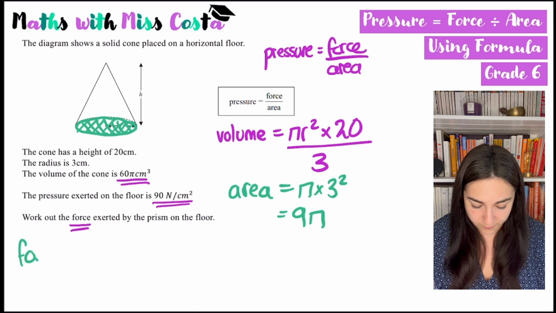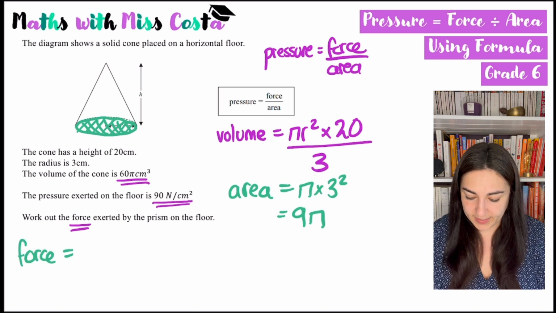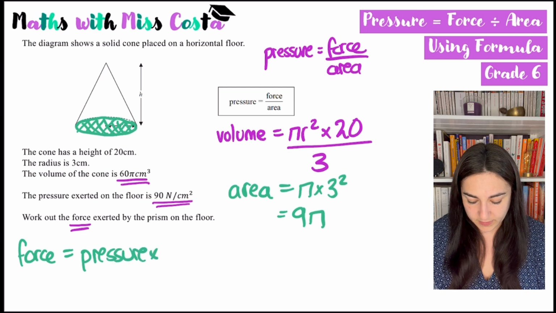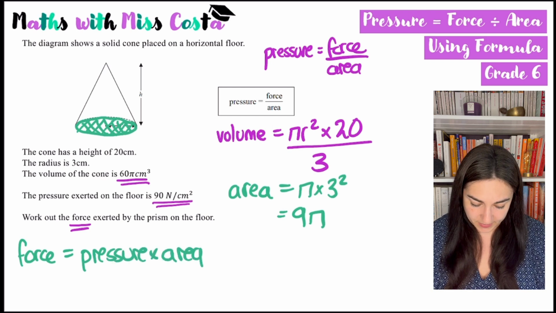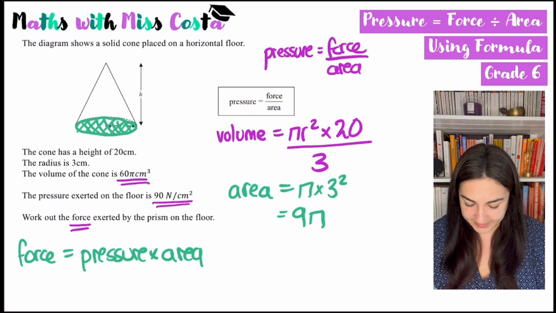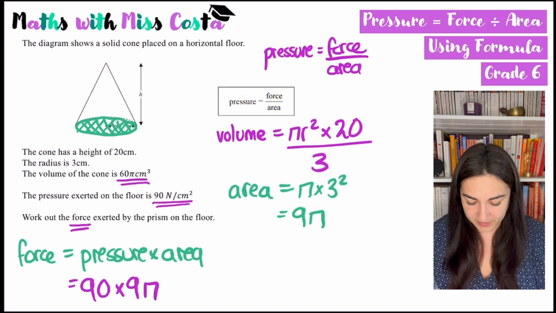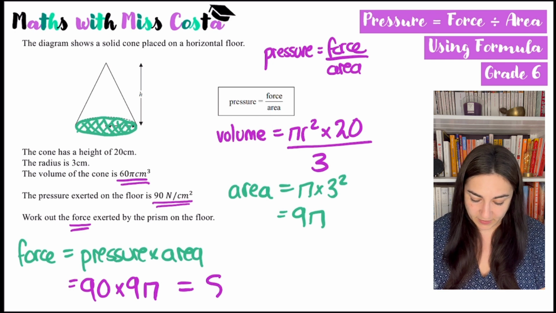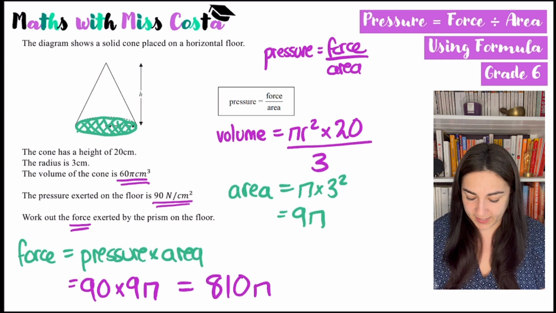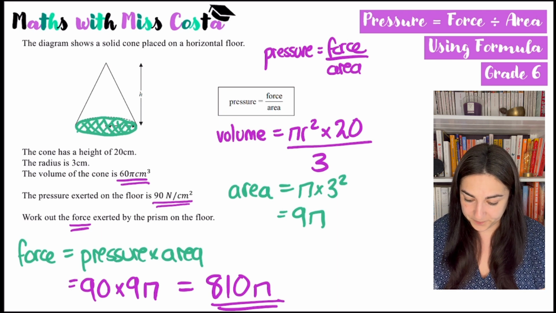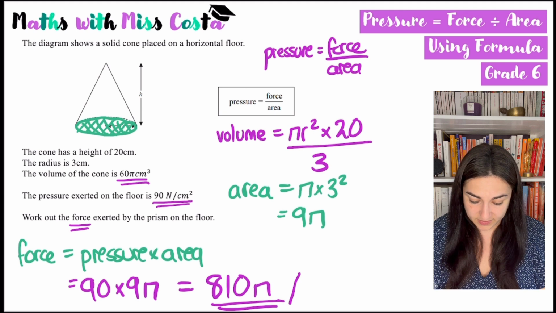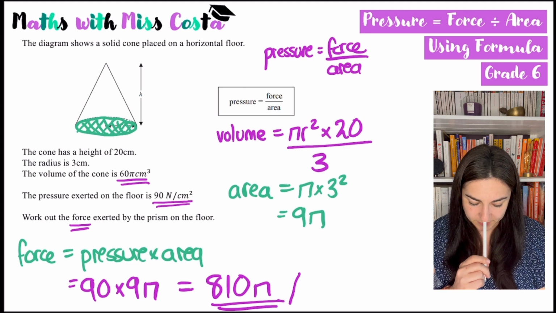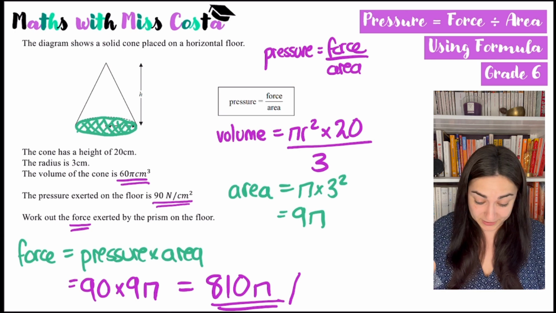So how do I work out force? Force is pressure times by area. So I know that the pressure is 90 newtons. So I'm going to do 90 times by 9 pi. Therefore, 9 times 9 is 81. Add the 0. 90 times 9 is going to be 810 pi. Newtons over, I think maybe this question is not exactly worded right, but if it's just asking for the force, then yeah, it would be 810 pi newtons.